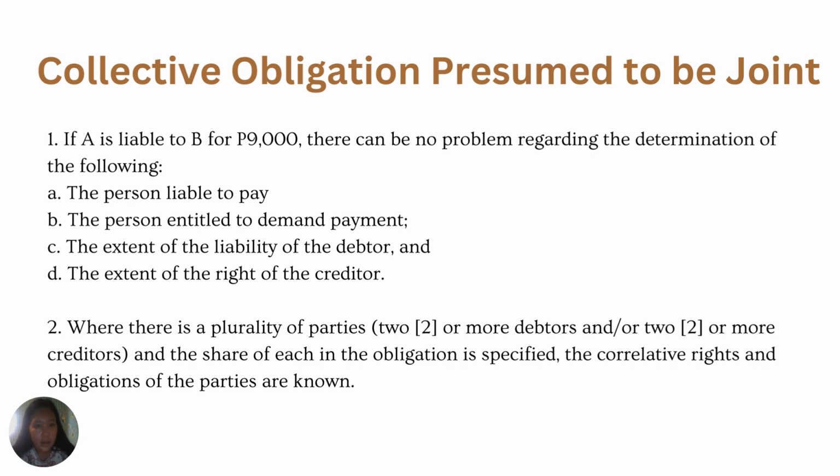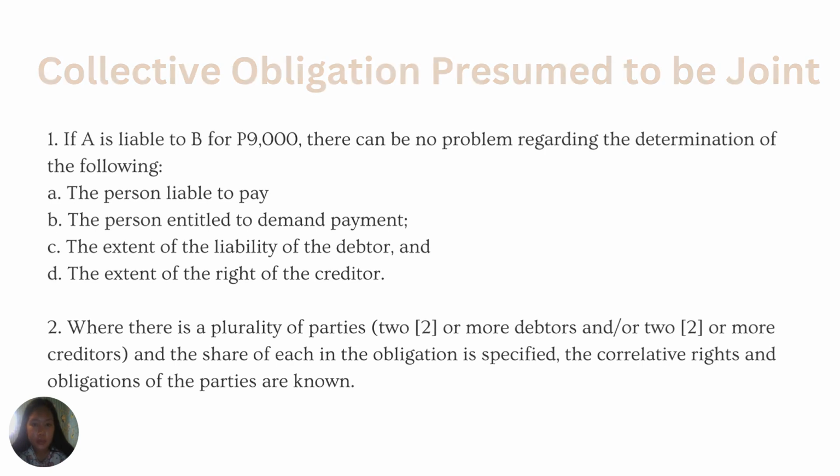Okay. So here, if A, B, and C are liable to D in the amount of 9,000, and it is stated that the corresponding share of each debtor is 3,000, meaning 3,000 each for A, B, and C, then we know that A, B, and C are liable only for 3,000 each, and that D is not entitled to collect from each debtor more than his corresponding share in the obligation. So he cannot collect, for example, 4,000 from A, 2,000 from B, and 2,000 from C just to complete the 9,000. He cannot do that.